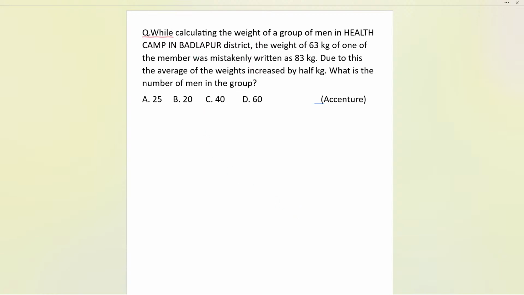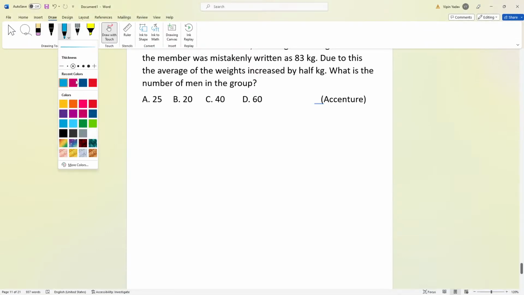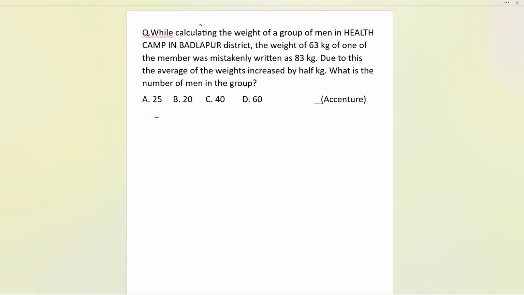Okay, the time is up. Now, the question says that while calculating the weight of the group of men in a health camp in Badlapur district, the weight of 63 kg of one of the members was mistakenly written as this. It means that this is the correct part, and this is the incorrectly written one.